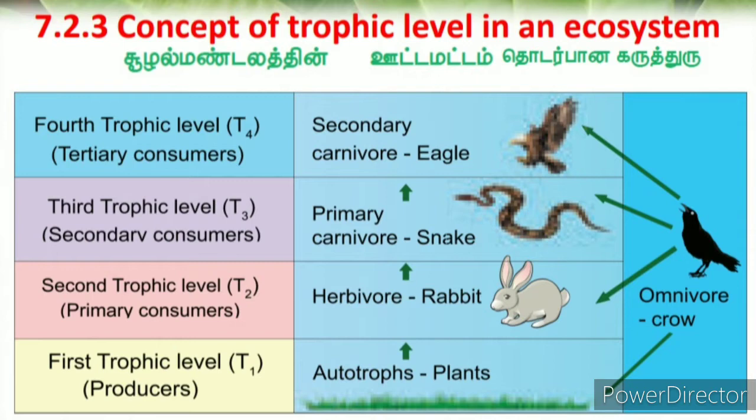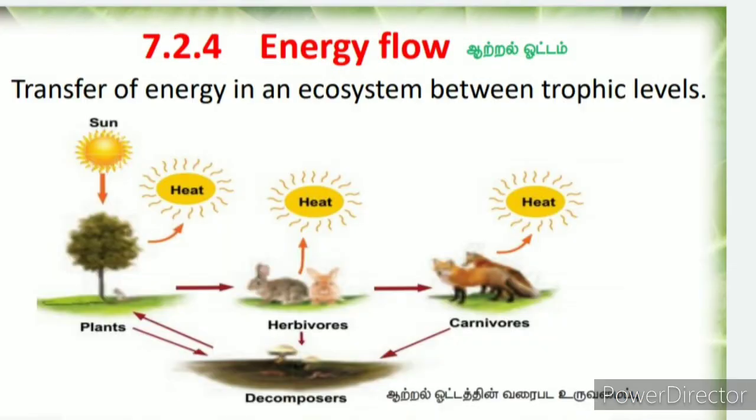Next one is energy flow. The transfer of energy in an ecosystem between trophic levels can be termed as energy flow. It is the key function in an ecosystem. Energy flow is always unidirectional in an ecosystem. The storage and loss of energy in an ecosystem is based on two basic laws of thermodynamics.